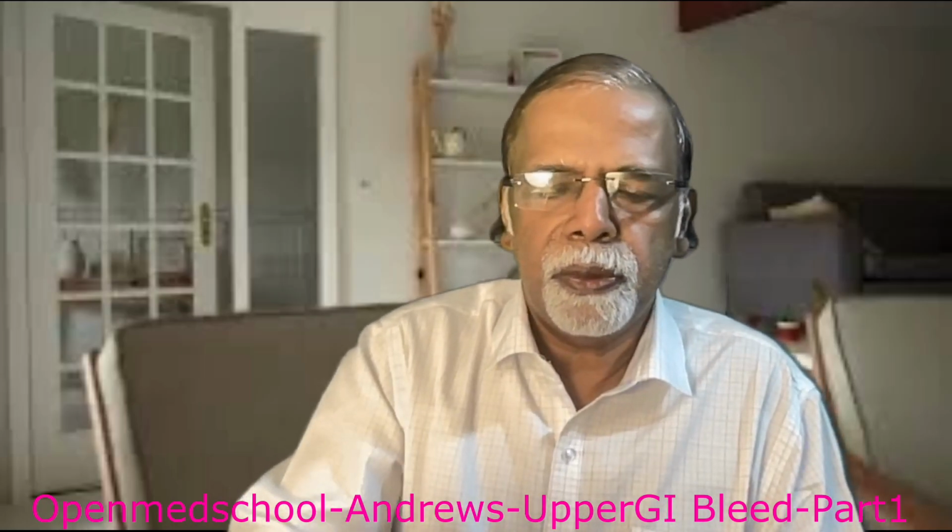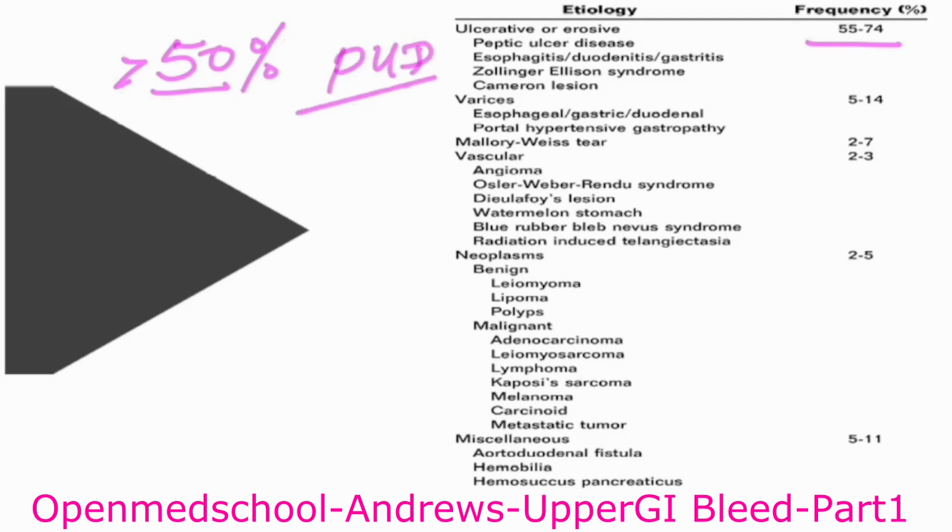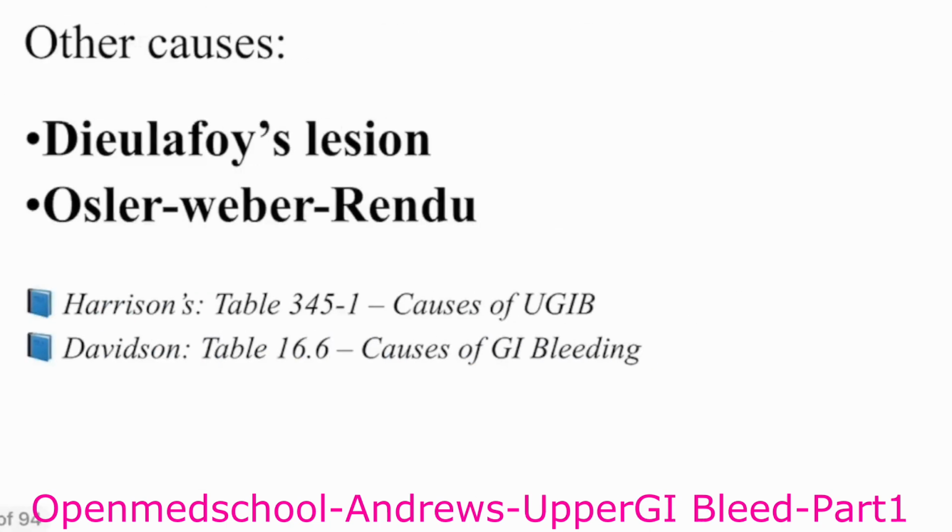Now we go into a little more detailed account. This is a list of conditions that produce bleeding. There are a lot of conditions, of which remember the peptic ulcer disease is the most frequent, more than 50%. Even in case of patients with varices, it is peptic ulcer disease. That is an important point to be kept in mind. So other conditions we'll be discussing later.